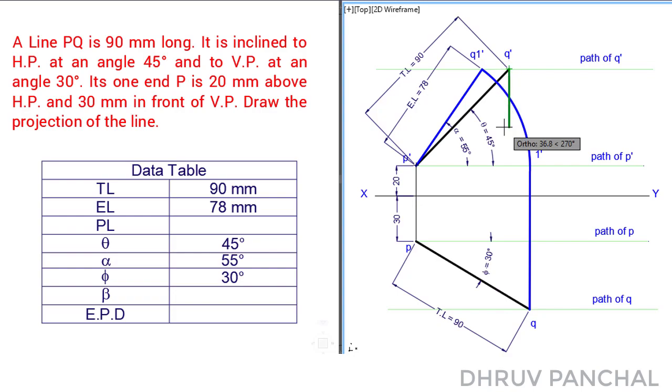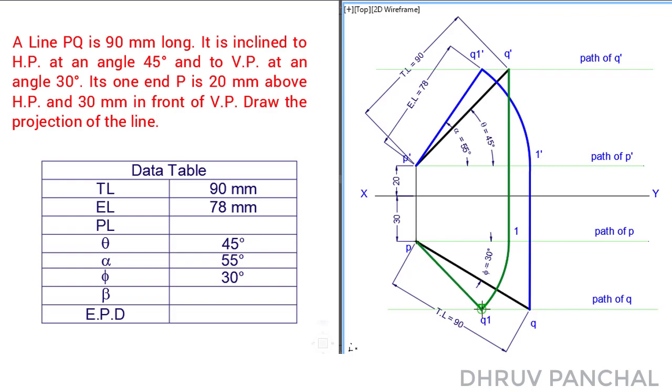Now draw a line perpendicular to line XY from point Q' to path of P. Mark this point as 1. After that, with the help of compass, take point P as a center, draw an arc from point 1 to path of Q and locate point Q1 as shown. Join point P with point Q1.